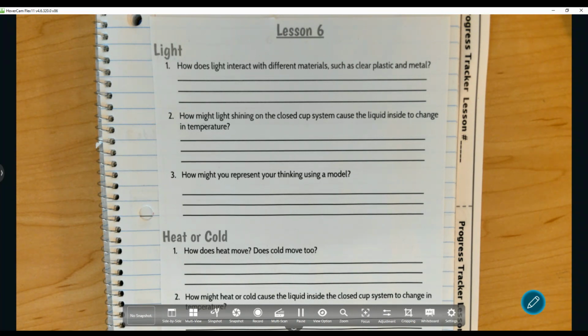Did some of the cups block the light? Did some of the cups allow the light to shine through? And how could that affect the temperature?